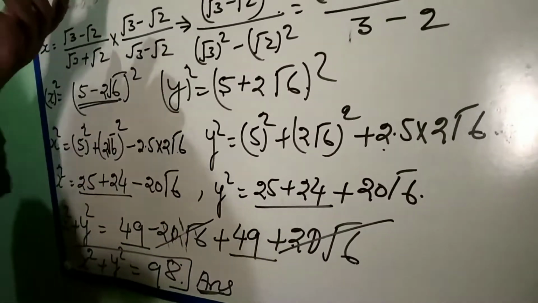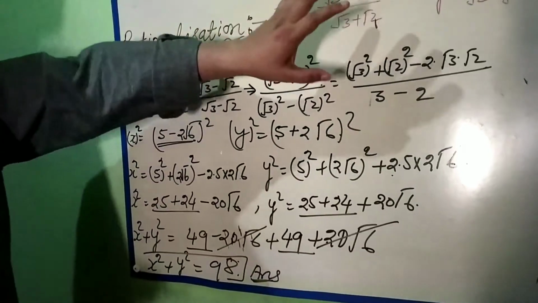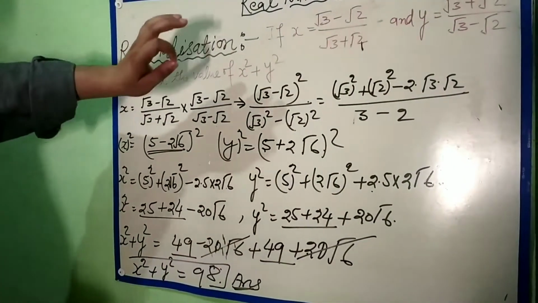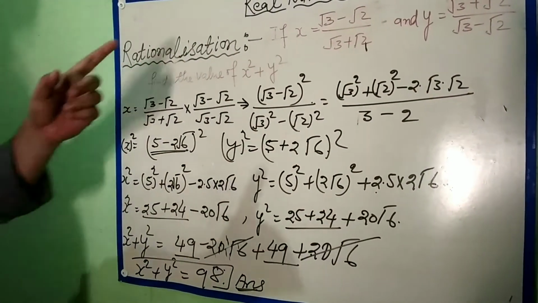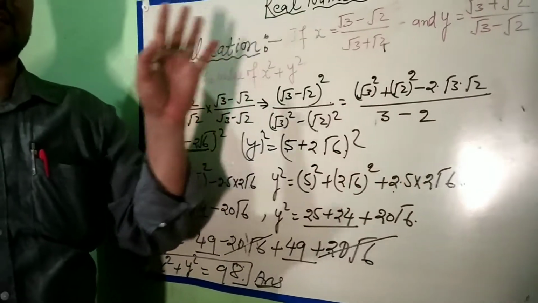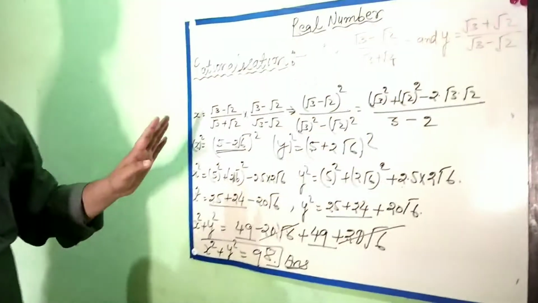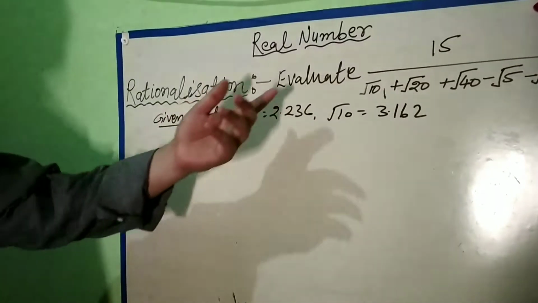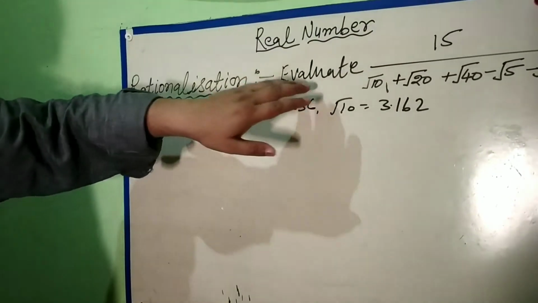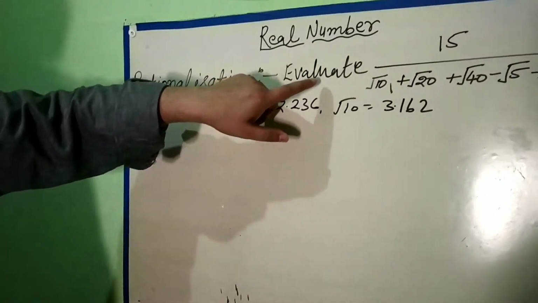That is how you will solve problems related to this. The first process is rationalization, always, wherever you see the denominator is irrational. Is it clear to you? Okay. The next question, it is given, evaluate.